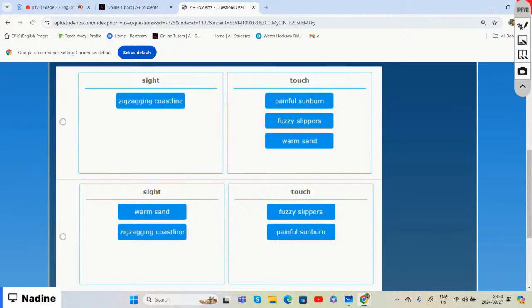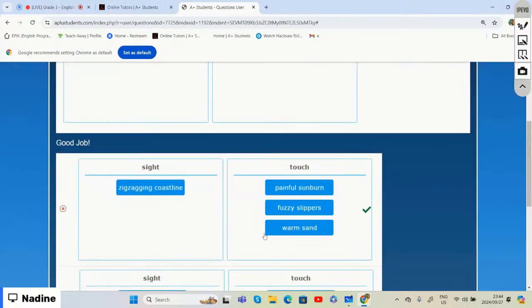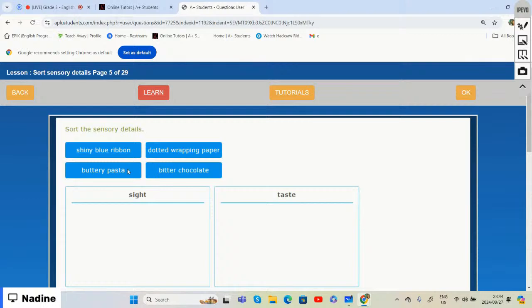All right. And if we were to choose the correct option, to put things under sensory details, okay, let's go with number one, a zigzag coastline. Well done. Let's do the last one.